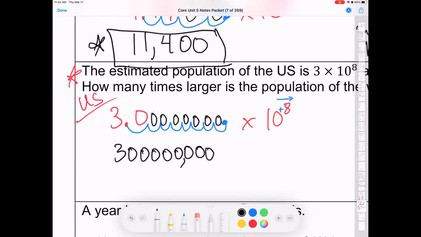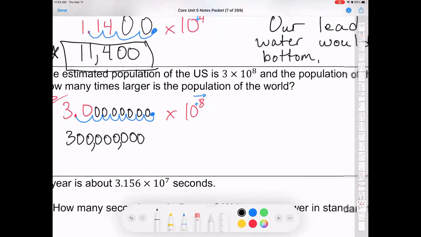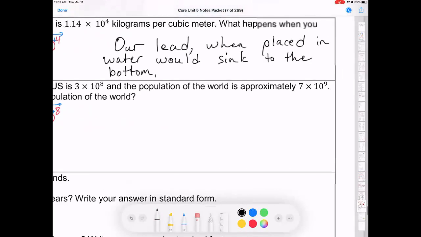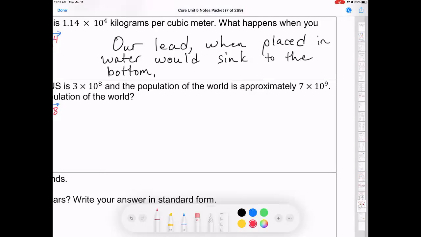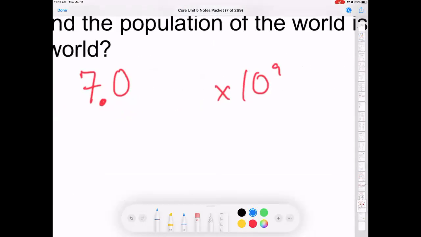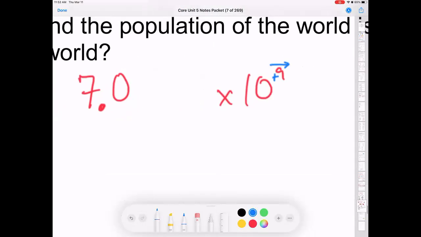So we are looking then at 300 million. I know that's much larger at this point, but for this question, it is 300 million. Now we have to figure out the world's population. Well, according to this, the world's population is 7 times 10 raised to the 9th power. So 7 times 10 raised to the 9th. It's really the same as 7.0 times 10 to the 9th. And we're going to move that decimal over to the right nine places because we have a positive 9.